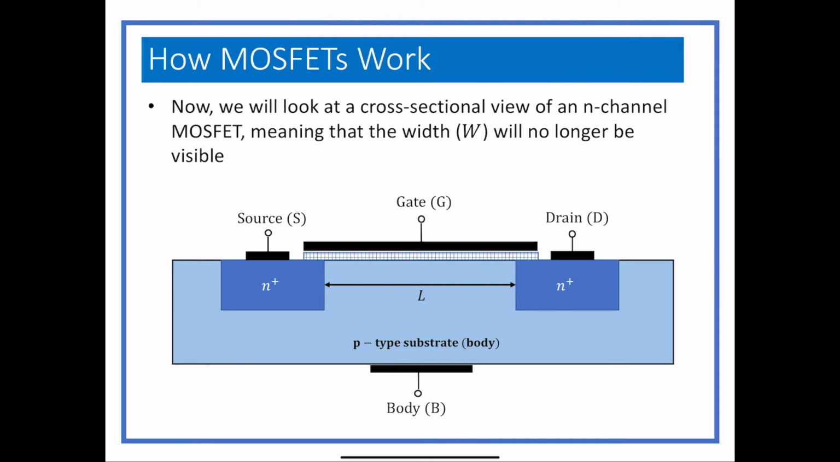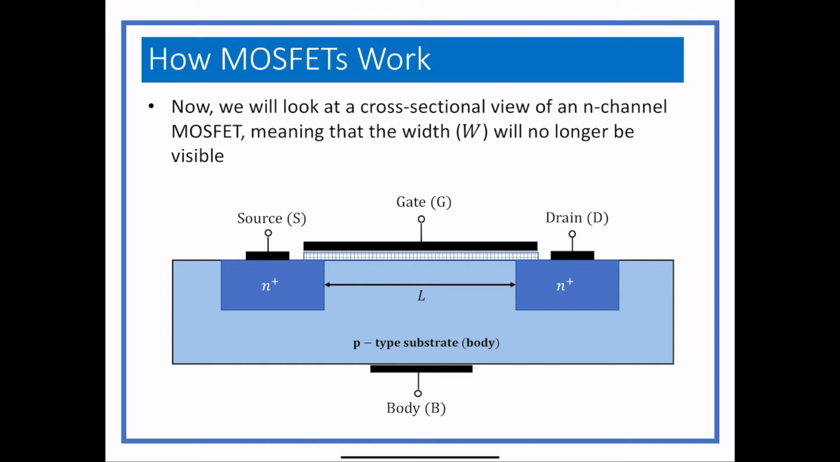So anyway, we've got 2 areas that are heavily doped with N material. We have the gate, which is physically isolated from the rest of the structure because it's got silicon dioxide between the metal and the semiconductor. And then we have the drain and the source that are connected to those N channels.